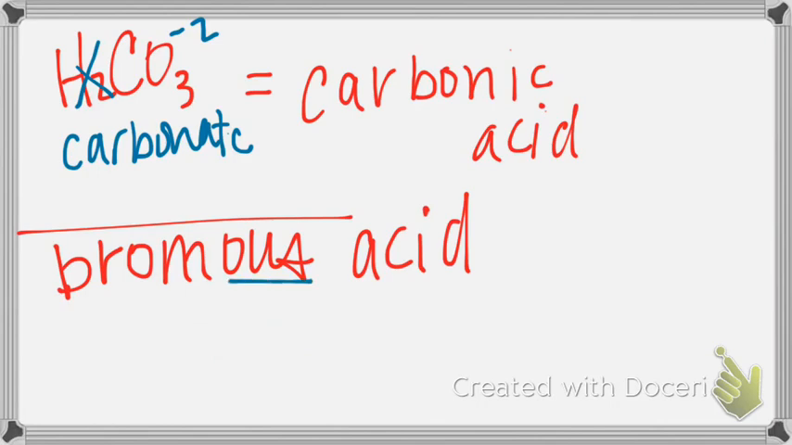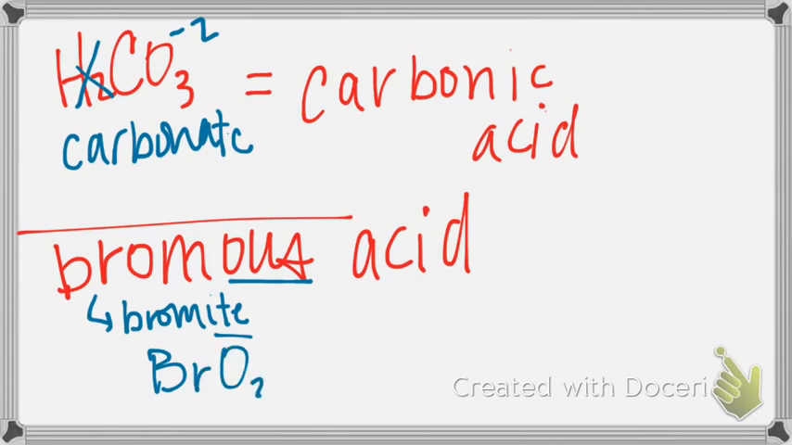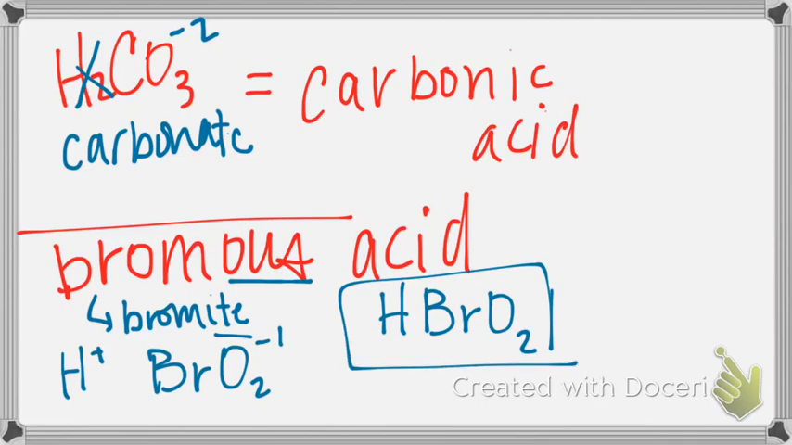Bromous means that it comes from bromite. Is bromite anywhere on your sheet? No. But what is on your sheet? Bromate. And what do we know about -ate to -ite? It's just one less oxygen, which means bromite is BrO2 minus 1. And if I pair that with a hydrogen, that gives me HBrO2. Perfect. -ate to -ite, you need to remember that, because I might give you things like that on your quiz on Thursday.